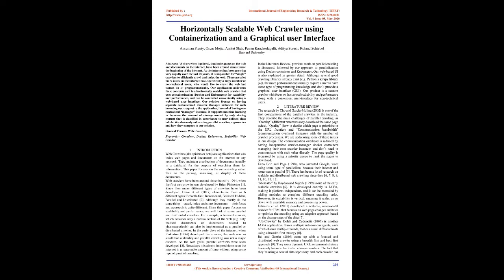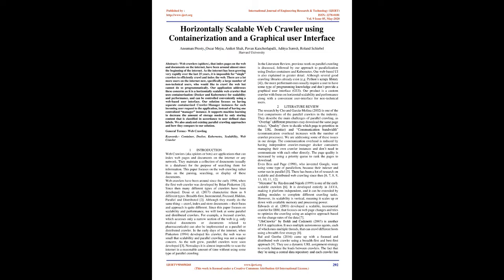We are addressing some of these issues in our design. The communication overhead is reduced by having independent crawler manager Docker containers managing their own crawler instances and don't need to communicate with each other directly. The page quality is increased by using a priority queue to rank the pages to download.